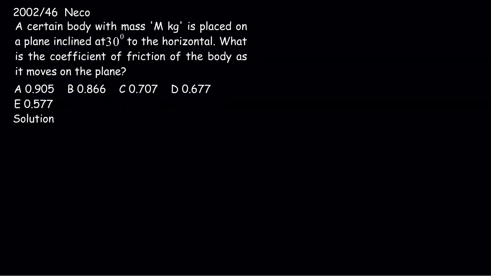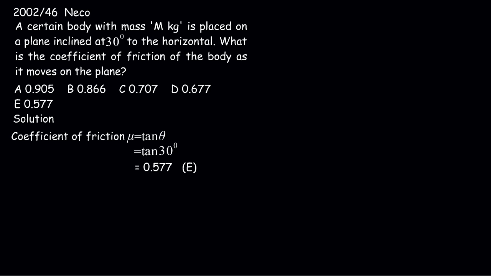Our next question states that a certain body with mass m kg is placed on a plane inclined at 30 degrees to the horizontal. What is the coefficient of friction of the body as it moves on the plane? Now from our previous question, we know that the coefficient of friction mu is equal to tan theta, where theta is our angle of inclination, and in this case is 30 degrees. So therefore mu will be equal to tan 30 degrees, which is equal to 0.577, and our correct option is E.